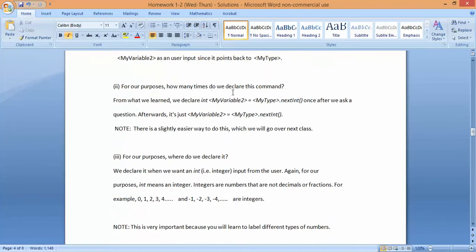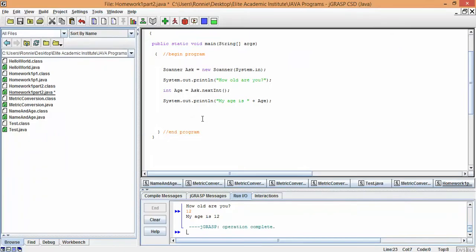For our purposes, how many times do we declare it? From the first time you declare it, you put the int, put your variable, put ask, you're my type, and put nextInt. Afterwards, it's just variable and my type and nextInt, and I will show you. I'm going to put System.out.println, how old will you be next year?